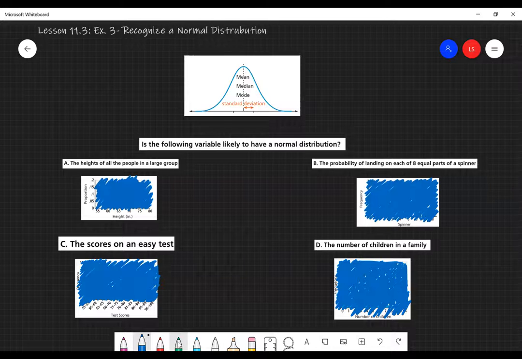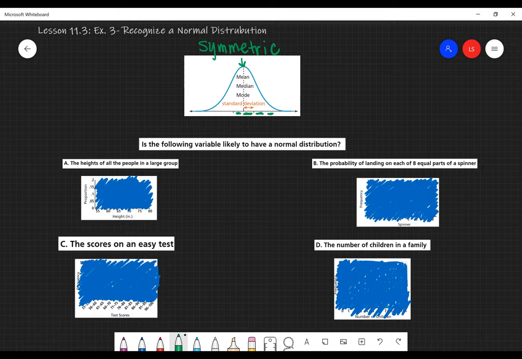This is lesson 11.3, example 3, and we'll be going over how we can recognize a normal distribution. So before we can recognize one, we have to know what one is. A normal distribution is symmetric. It's centered on the mean. And when we look at our data, we find that most of our data falls within 1 or 2 standard deviations away from that mean.